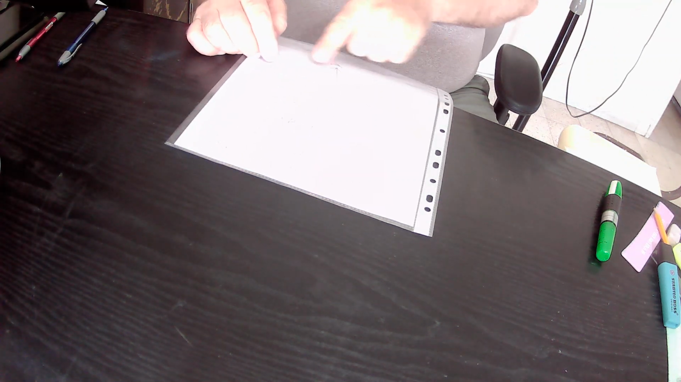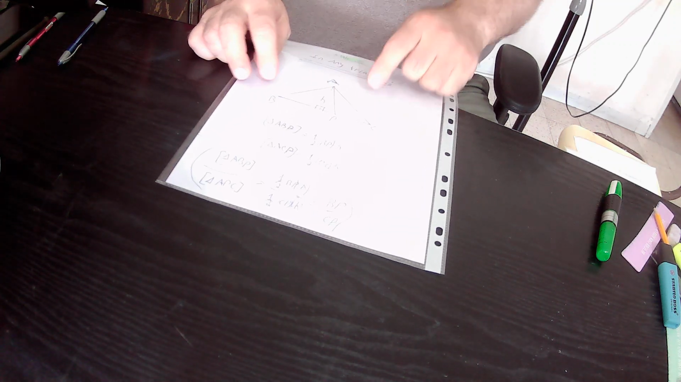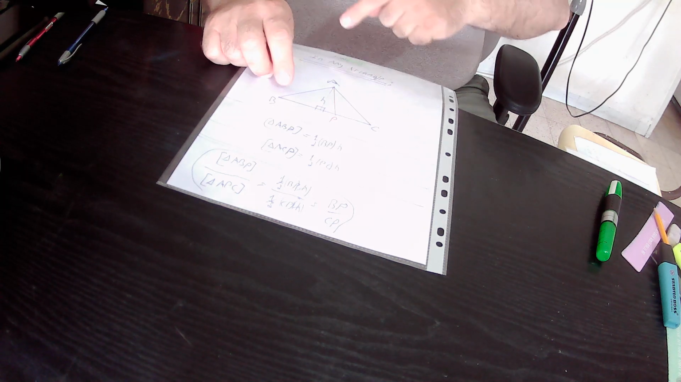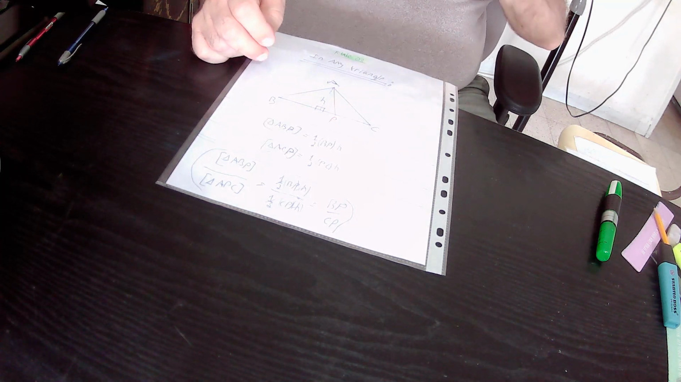BP is the base of this triangle BPC, and PC is the base of this triangle APC. So the ratio between the areas of those two small triangles is equal to the ratio between their corresponding bases. That is BP over PC. So we can actually implement rule 23 in our drawing.